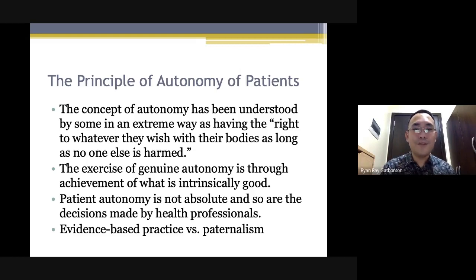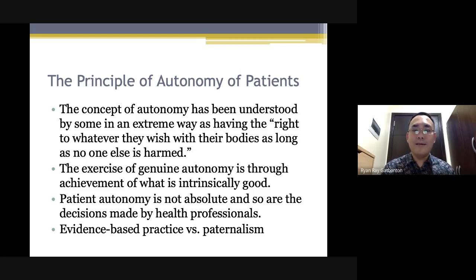So therefore, if that's the case, patient autonomy is never absolute. No? And if it's never absolute, always remember then that the decisions made by health professionals are also never absolute. Kasi minsan there's a tendency that healthcare professionals would have a paternalistic tone, no? What do we mean when we say paternalistic tone? Ang point of view ng healthcare ay sa point of view lamang ng mga health professionals. Kung ano ang sinabi ng doktor, yun ang susundin. Kung ano ang sinabi ng nurse, yun ang susundin. Okay? So therefore, our attitude of paternalism should never be imposed on our patients because we have to respect their autonomy.